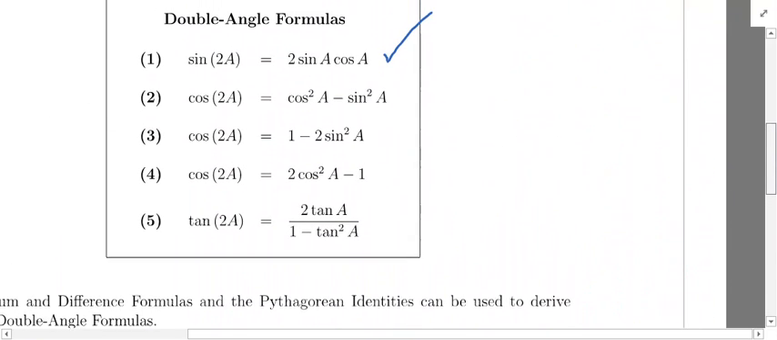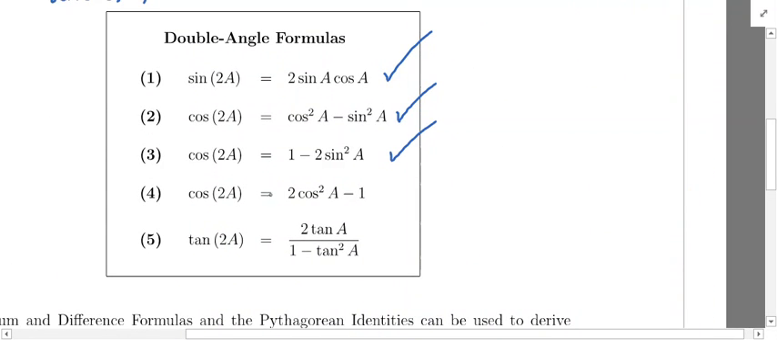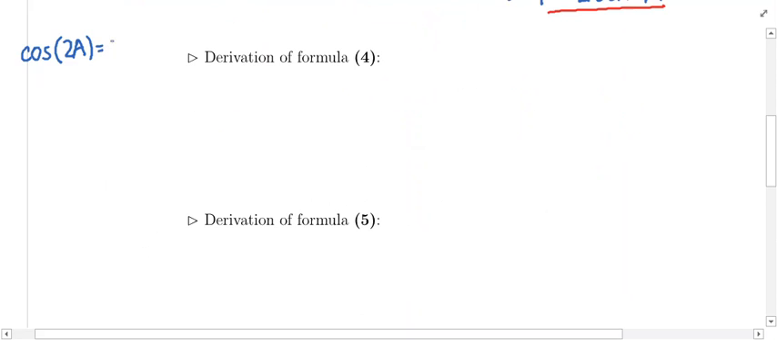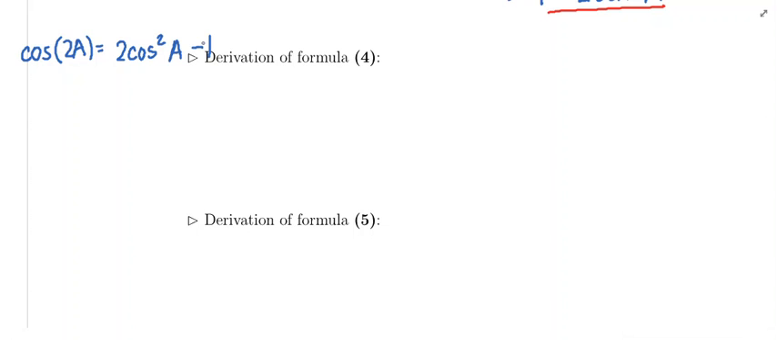Going back to my box, I've proved this one and I've proved this one. We're on formula 4 now. We're trying to show that the cosine of 2 times A is equal to 2 cosine squared of A minus 1. I'm going to write this on the sideline here. We're trying to prove that the cosine of 2 times A is equal to 2 times the cosine squared of A minus 1.